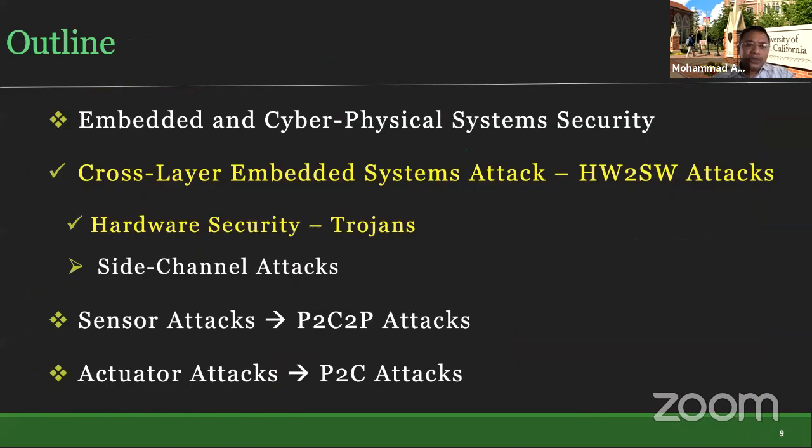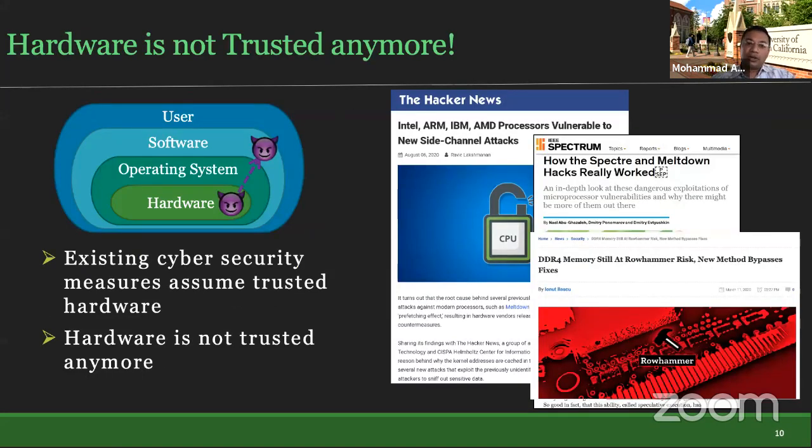So now I'll start giving examples of cross-layer attacks, mostly the software and hardware part, the first quadrant. And I'll start with hardware security, hardware Trojans.